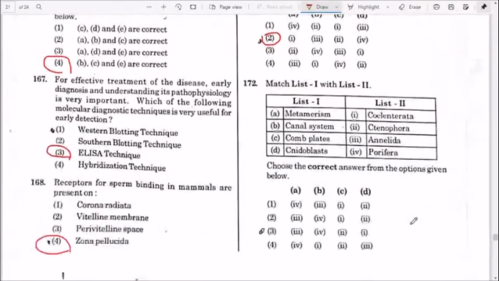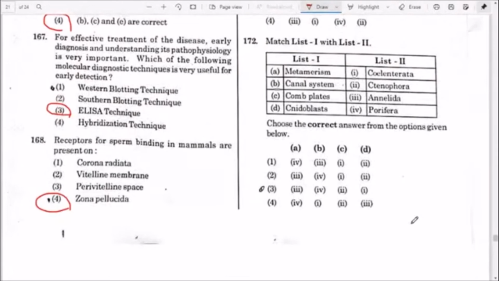Next, match list 1 with list 2. Metamerism, canal system, comb plates, and neuroblasts. Coelenterata, ctenophora, annelida, and porifera. Choose the correct answer from the options given below. It is 3. So A is 3. Annelida has metamerism, canal system you will find in porifera, and comb plates in ctenophora, and neuroblasts are in coelenterata.